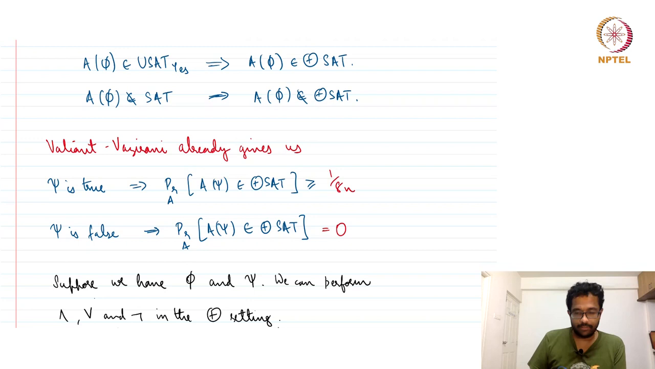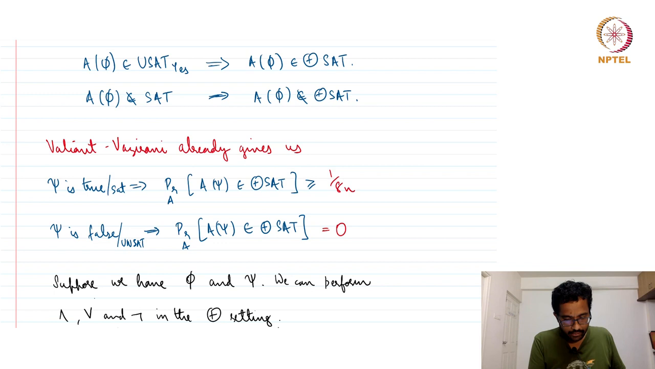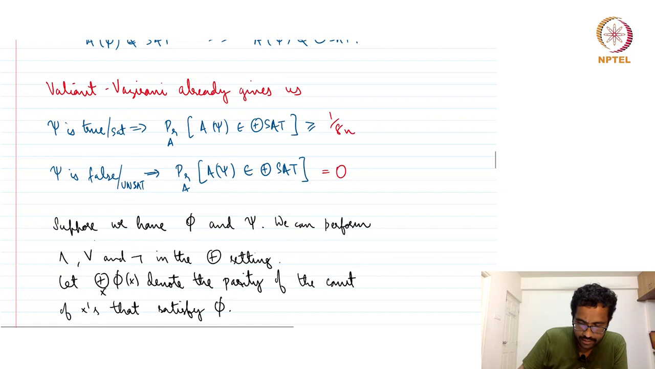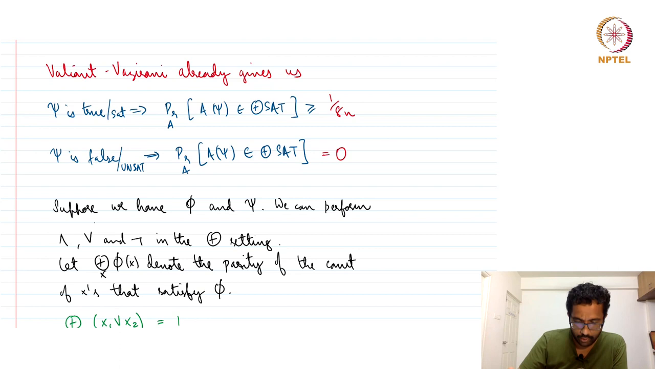So already the Valiant-Vazirani gives something like this. If a formula psi is true, meaning psi is satisfiable, then a psi is true or satisfiable; if false, then unsatisfiable. The reason being, when psi is true, it has to be a simple Boolean formula, right? It cannot have quantifiers. But then I use psi for a fully quantified Boolean formula. So when I say psi is true, think of it as something like there exists x, some phi of x, right? So there is some way to satisfy psi. If that is the case, then a psi maps to a yes instance of parity set. If it is false, then a psi maps to a no instance of parity set, or a yes instance with zero probability. So this is what Valiant-Vazirani already gives us, right?